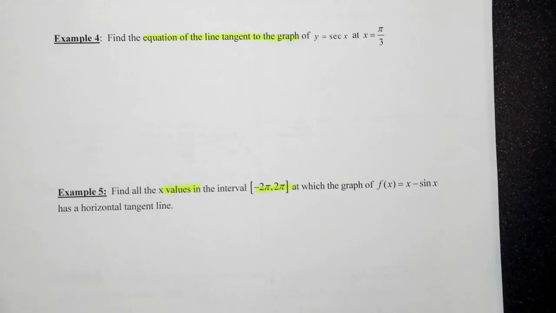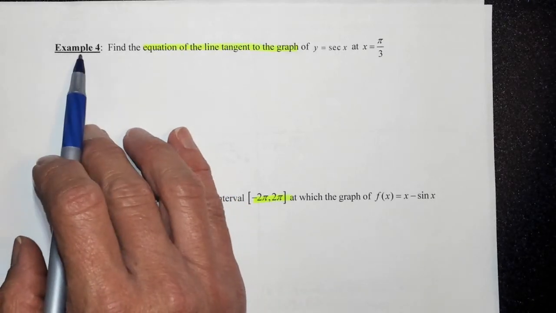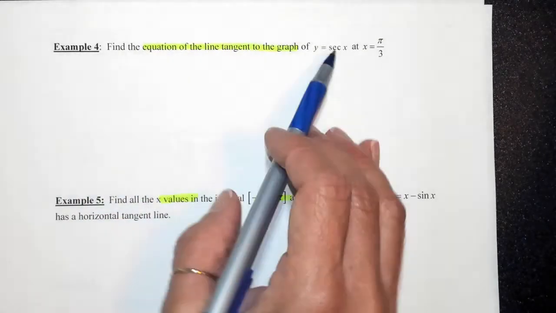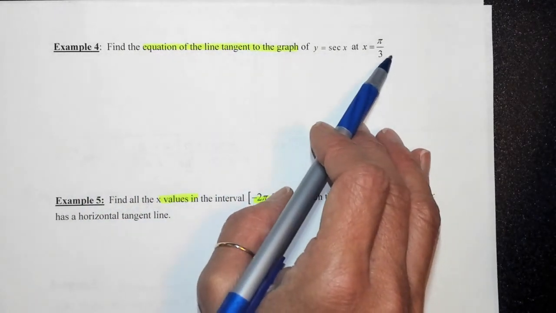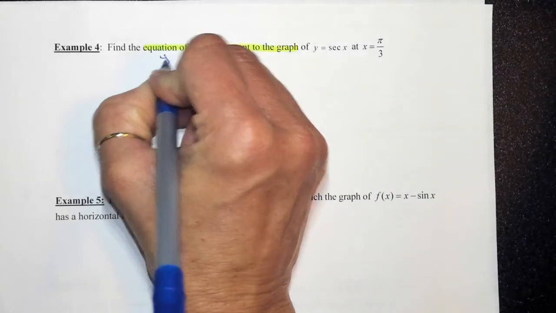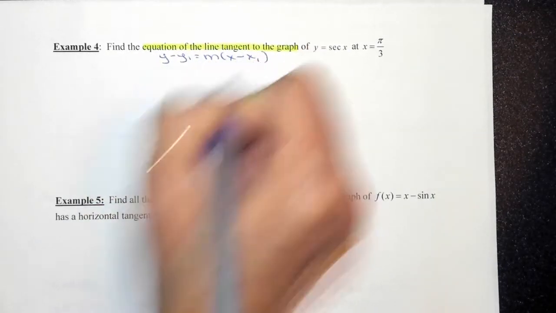Okay, what we have here on the top of page 23 is more application of taking the derivative. So the first question that I'm looking at is example 4, and it says find the equation of the line that is tangent to the given graph at this given point. So if I want to find an equation of a line that's tangent to the graph, I need to remember y minus y sub 1 is equal to m times x minus x sub 1.